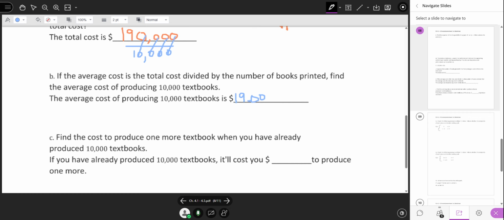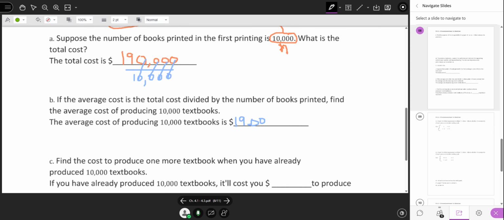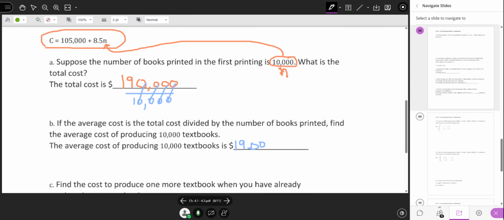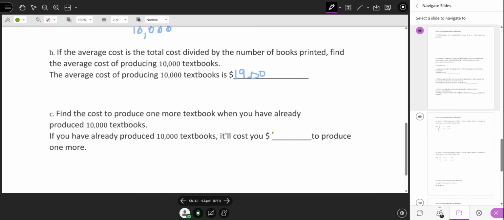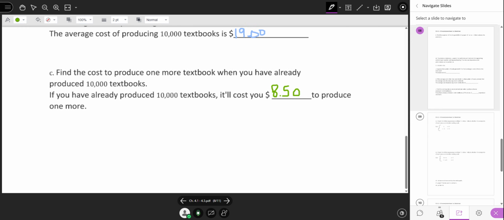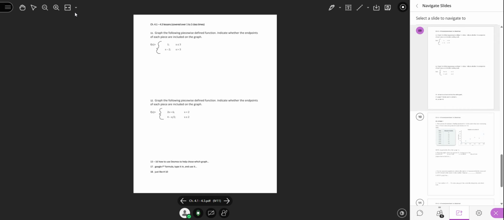And then part C is the easiest of all, and none of it's been hard. How much will it cost to produce the very next book? What is that number right in front of N? $8.50. Yahoo! Number 18 is exactly like this problem right there. I love that problem. Just saying.